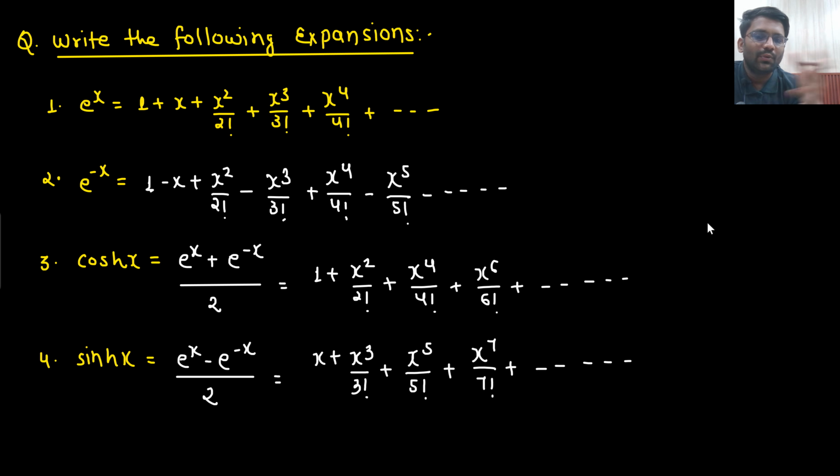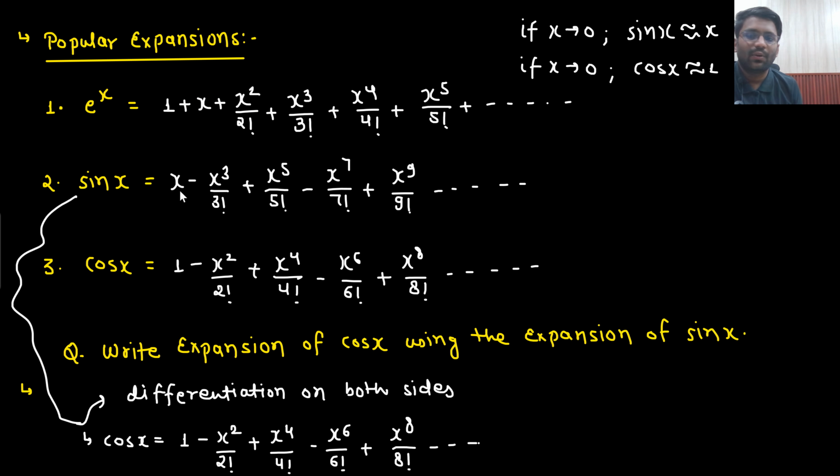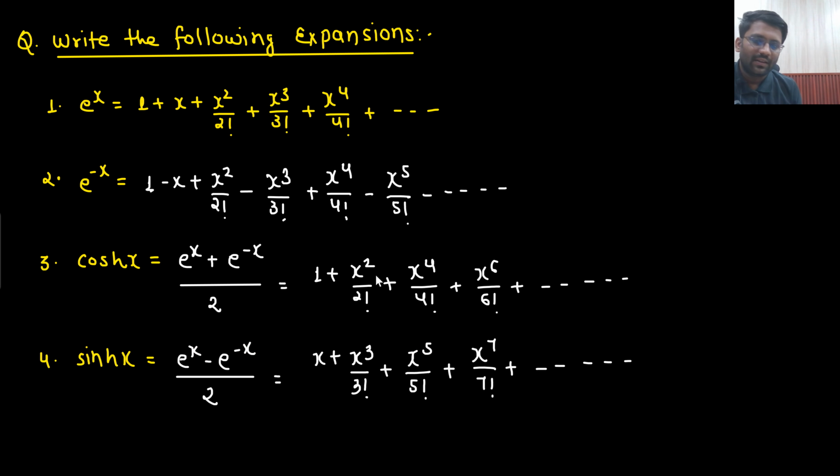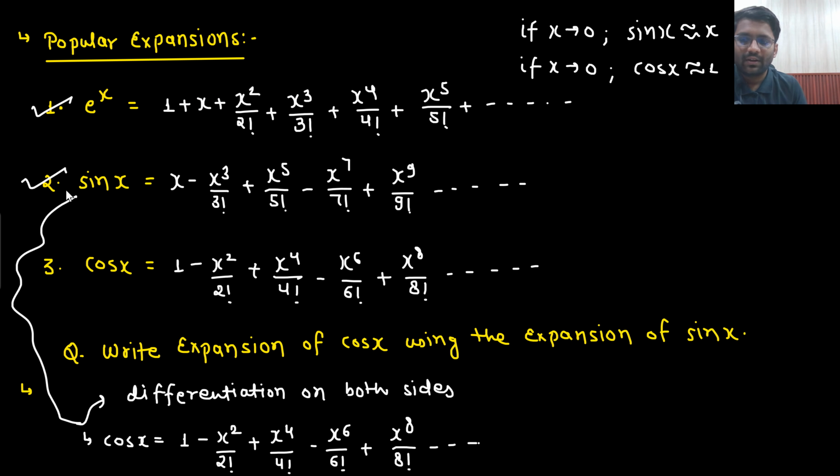So 2 will come out, and 2 and 2 will get cancelled out. So the answer would be all the odd powers of x. Here even power of x and here odd power of x. So whenever sine comes, in sine there are always odd powers. In cos there are always even powers. Here even power, here odd power. But you don't need to remember these expansions. Only 3 expansions you will remember, 1, 2 and 3.